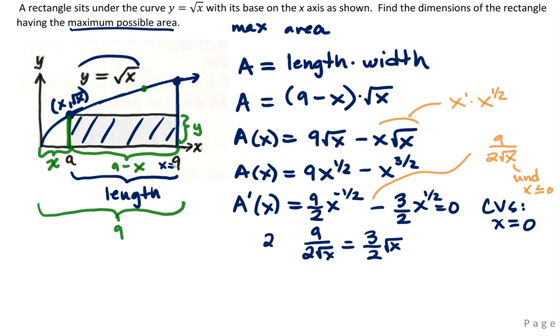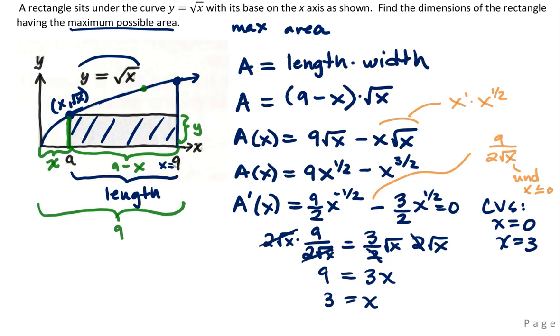I'm going to clear the fractions next, so I'll multiply both sides by 2 root x, which means all that's left on the left-hand side is a 9. On the right-hand side, the 2's cancel, which is nice, and I'm left with 3, and then it's really just an x. Square root of x squared is just x. So I can divide by 3, and it looks like my other critical value is going to be at x equals 3. So I have critical values.